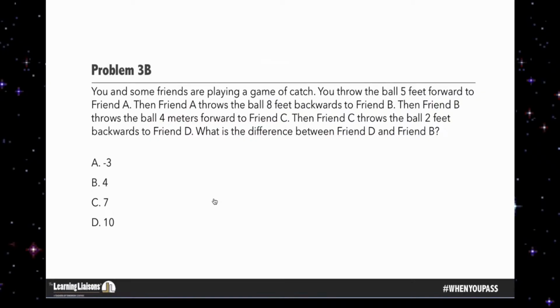You and some friends are playing a game of catch. You throw the ball 5 feet forward to friend A. Friend A throws the ball 5 feet backwards to friend B. Friend B throws the ball 4 meters forward to friend C. Friend C throws the ball 2 feet backward to friend D. What is the difference between friend D and friend B?